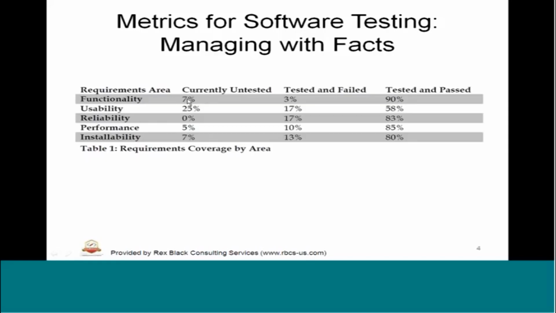Here in the first one you see functionality, there are 7% of the total number of tests that are not being tested. There is 93% that have been tested, in that 3% are failed, 90% is passed. Similarly the next one, 25% untested, 70% failed, 58% passed. So basically all the facts in terms of requirements it will bring out. So a very nice way of providing the report.